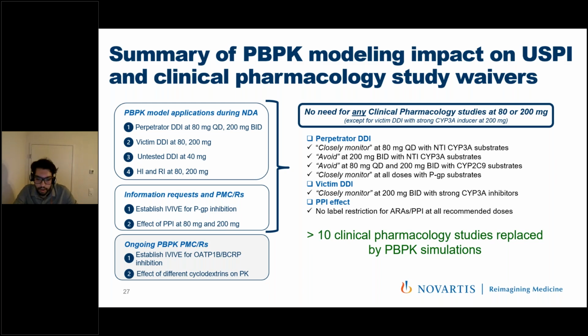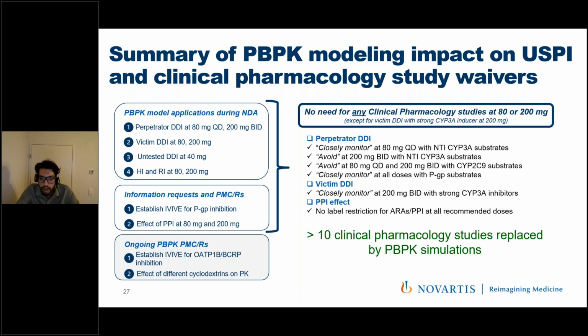In addition to that, of course, we have currently ongoing post-marketing requirements and post-marketing commitments, 2 additional post-marketing commitments with FDA to use PBPK analysis instead of a clinical trial to establish first an in vitro extrapolation for BCRP and OATP inhibition, and second to find out what is the dose of cyclodextrins that does not affect the PK of asciminib.